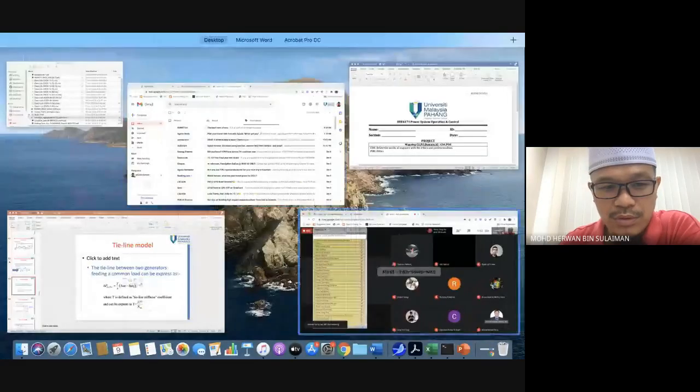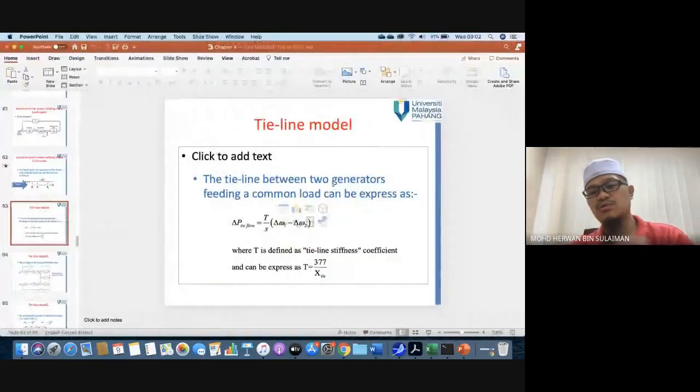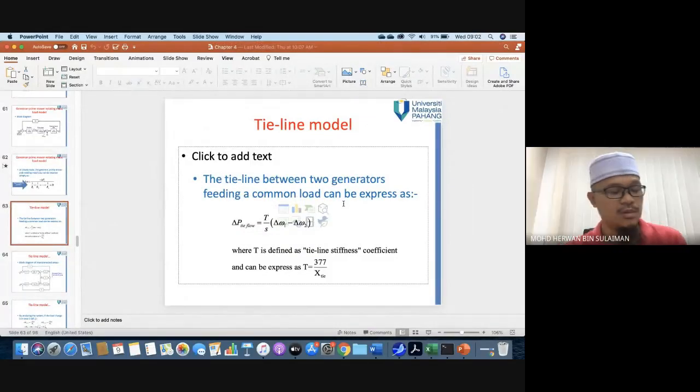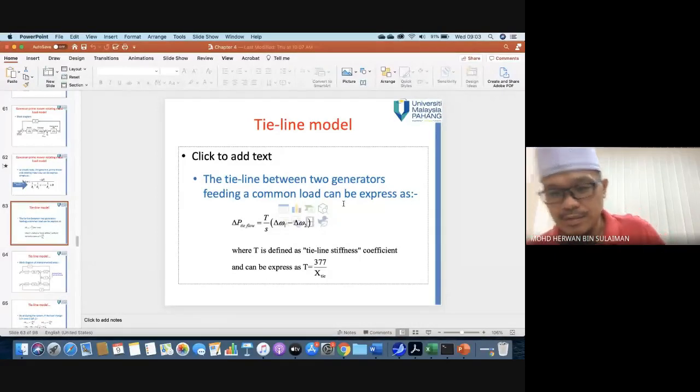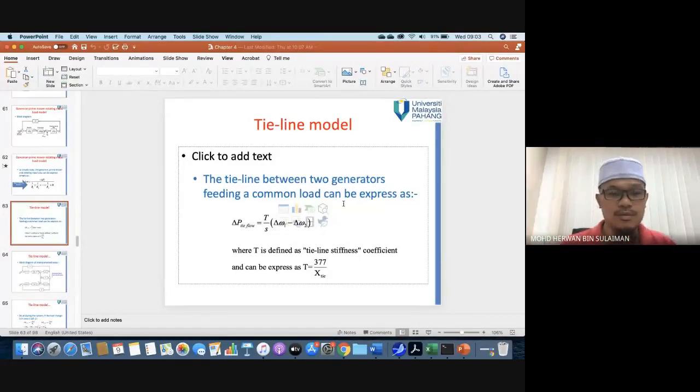Okay, today we'll continue our discussion about the active power control. We have discussed in the previous class how to calculate the generator's contribution to the load and for the parallel generation. Okay, so today we look at the tie line model.